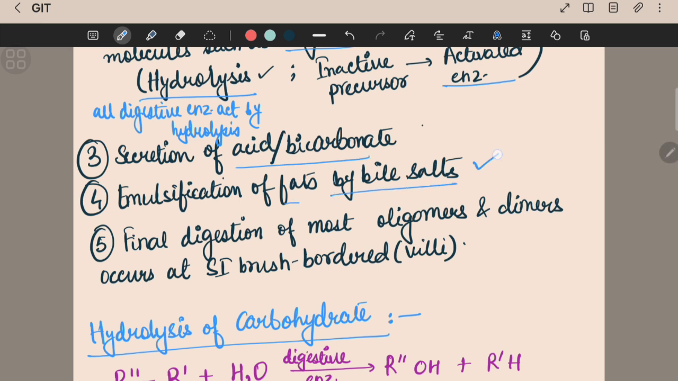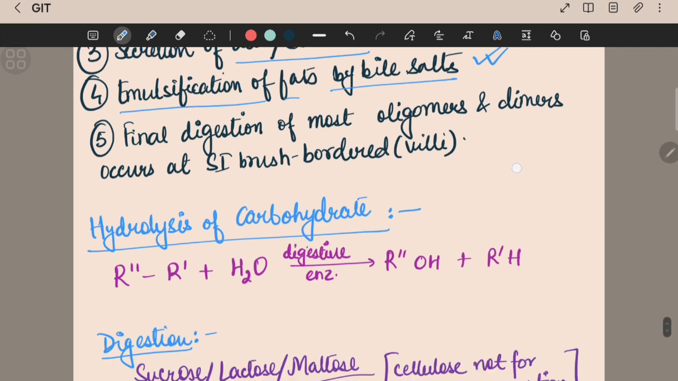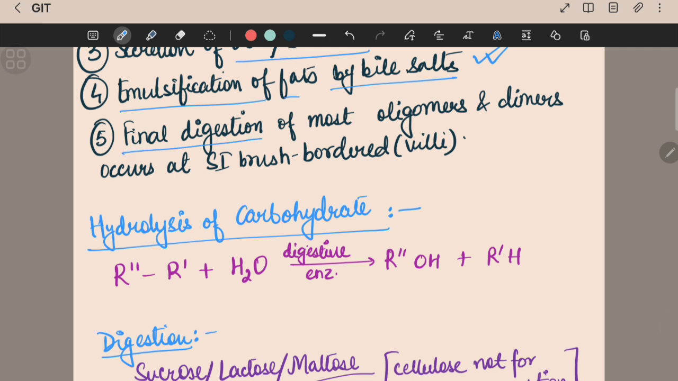Emulsification of fat by the bile salts. In the last part we had discussed how bile salts are actually breaking down this fat. There is detergent action of the bile salts for emulsification of the larger fat droplets. And finally we have digestion of the oligomers, that is happening mainly at the level of the intestine, and there is absorption. Okay, so here what is the process?